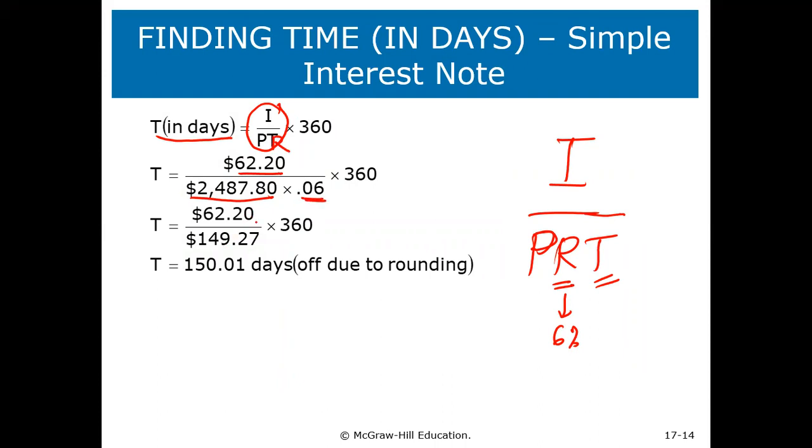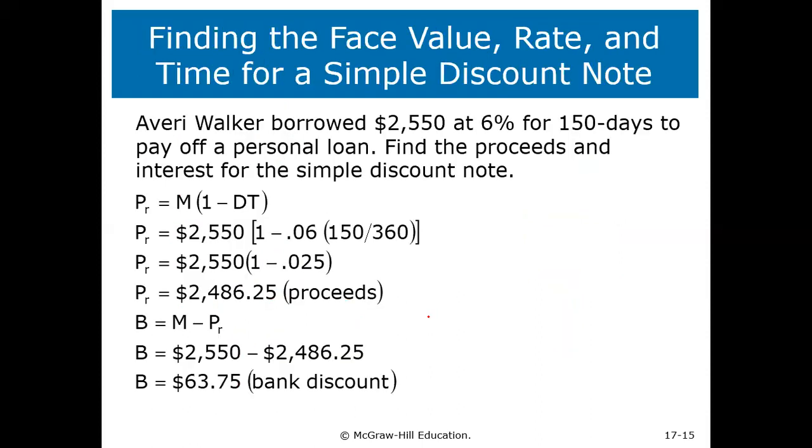This will actually give us the time in years. If we convert that into the number of days, we multiply it by 360, and it turns out that's around 150.01. There's a certain discrepancy due to rounding off, but we get the same 150 days, which we are expecting because that's the term of the note, right? 150 days. So far I hope we're clear about this.